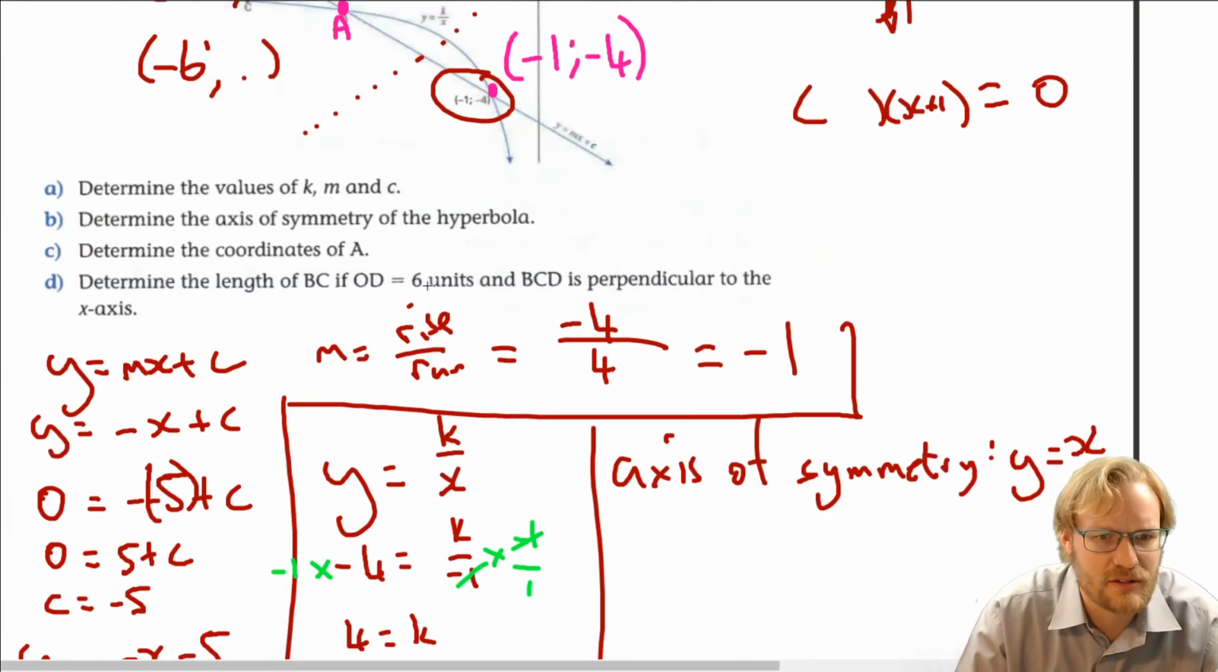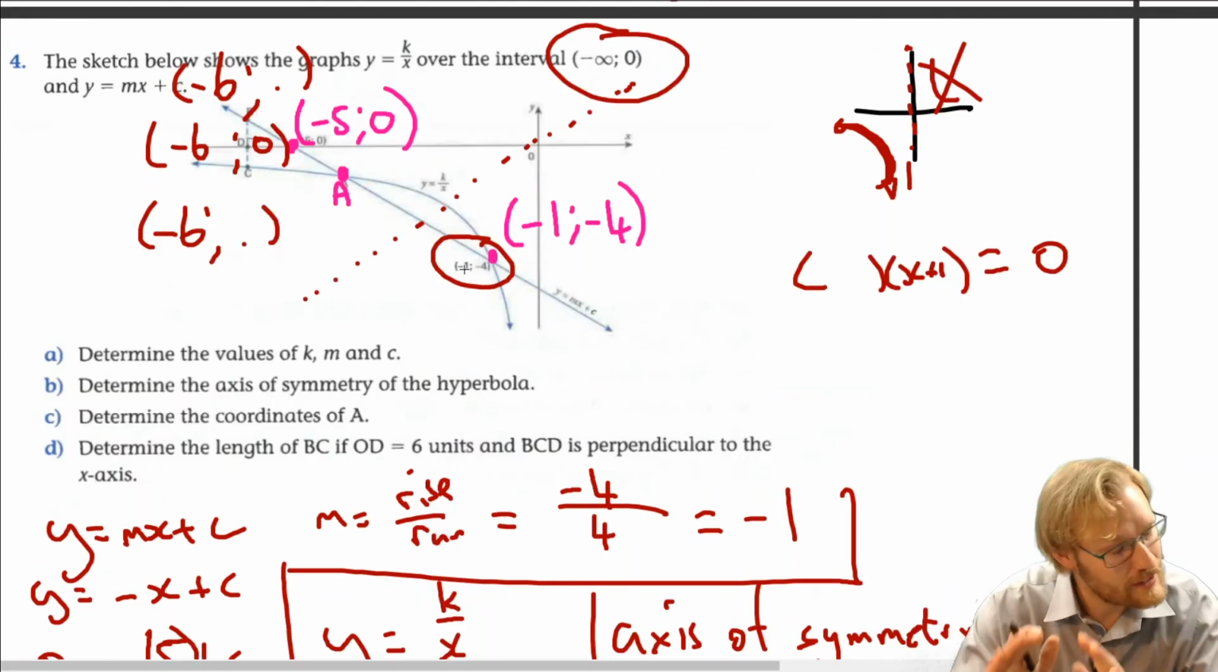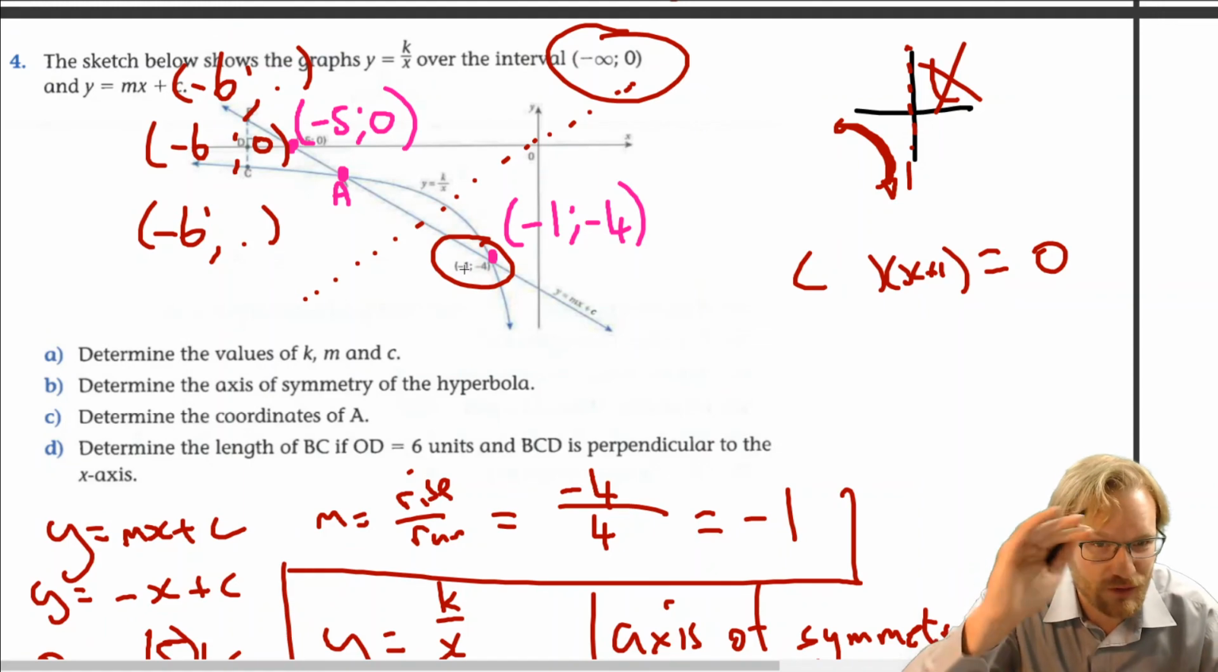Is that all they asked us? Determine the length of BC. Okay, that's that one. Well worked so far. If you're getting this far, keep at it, and keep just working through systematically.